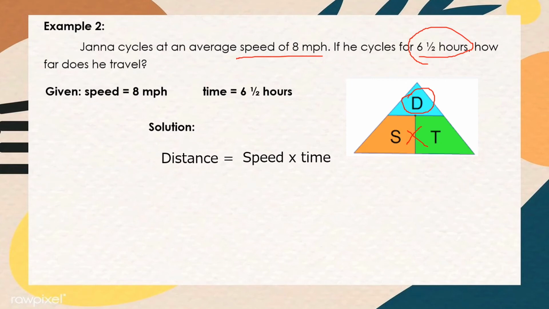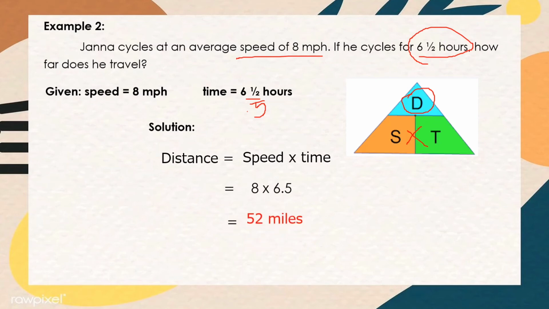Okay, so let us substitute. So, speed is 8 miles per hour and the time is 6 and 1/2 hour. So, hindi natin pwedeng i-multiply si 8 kay 6 and 1/2 hour. So, anong gagawin natin? We're going to express this one into decimal. So, since ang 1/2, that is, okay, 0.5. So, that will become 6.5. So, we have 8 times 6.5. So, the answer there is 52 miles.